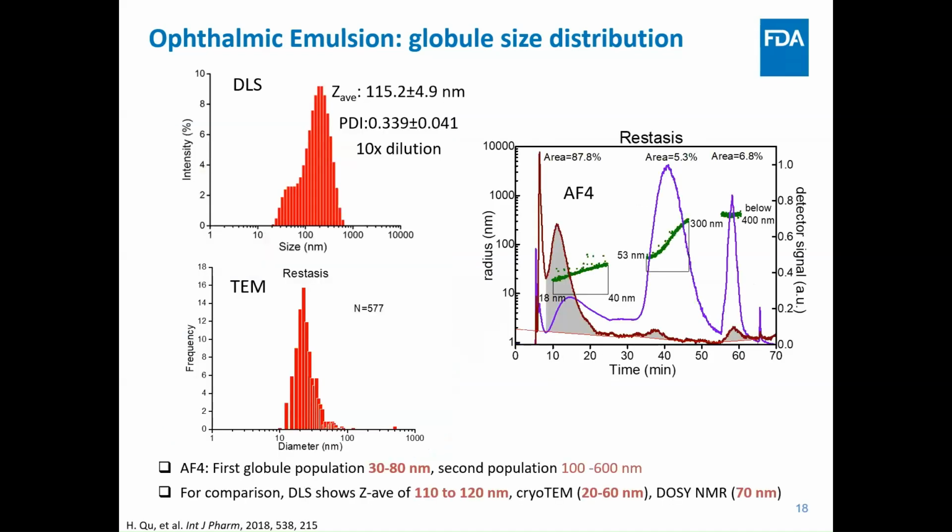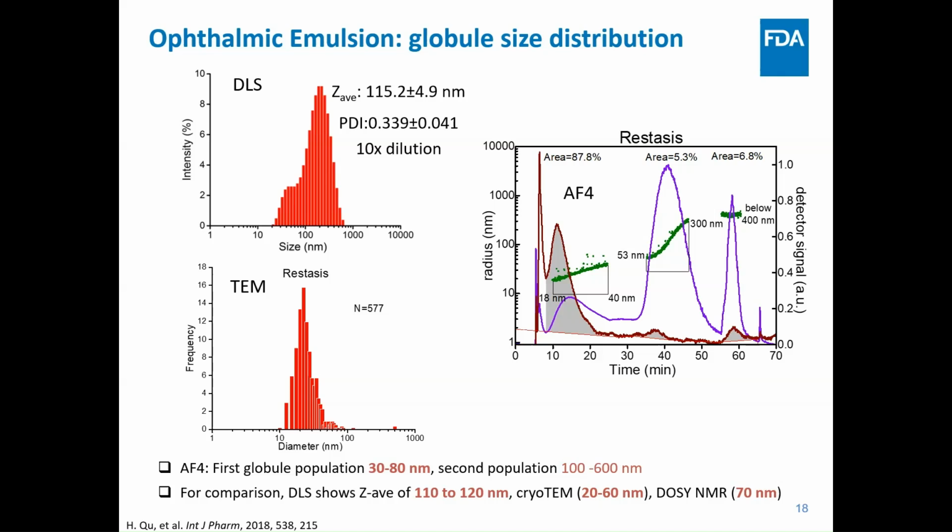For that measurement, in most cases, people tend to use DLS. We already know that DLS is not a high resolution technique. We used it to measure this ophthalmic emulsion, and we get a Z average of around 110 nanometers with a PDI of 0.3. So this DLS is apparently strongly biased toward the presence of big oil globules. We can also use cryo-TEM. It seems cryo-TEM can capture the presence of small globules, but it seems to miss some of the big oil globules.